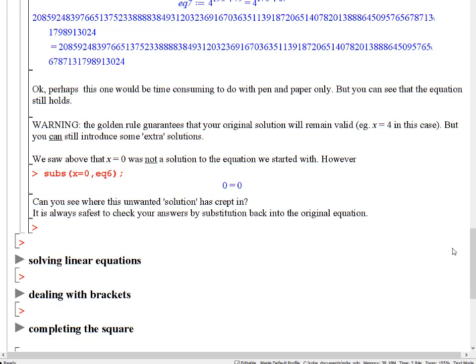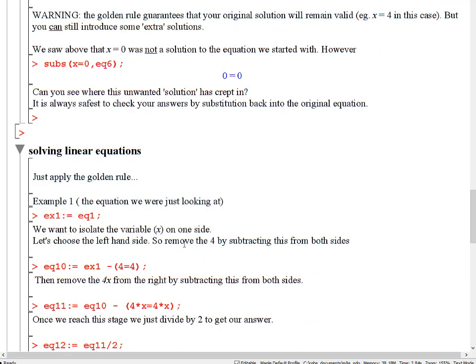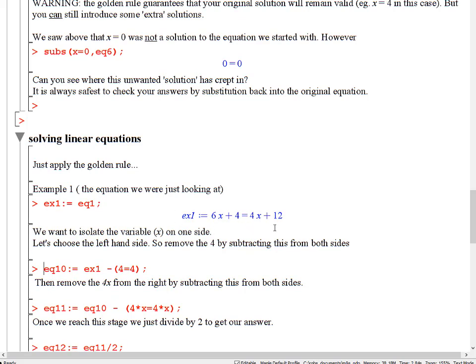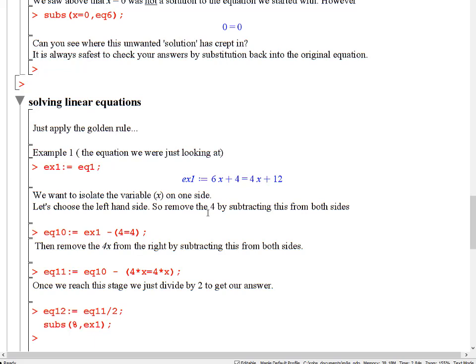We can apply the golden rule to solving linear equations. So let me show you an example of that. This is the equation we started with just then. Previously I told you that 4 is the solution, but now I will show you how you can find that solution. So remember that what you do is you want to isolate the variable x on one side.